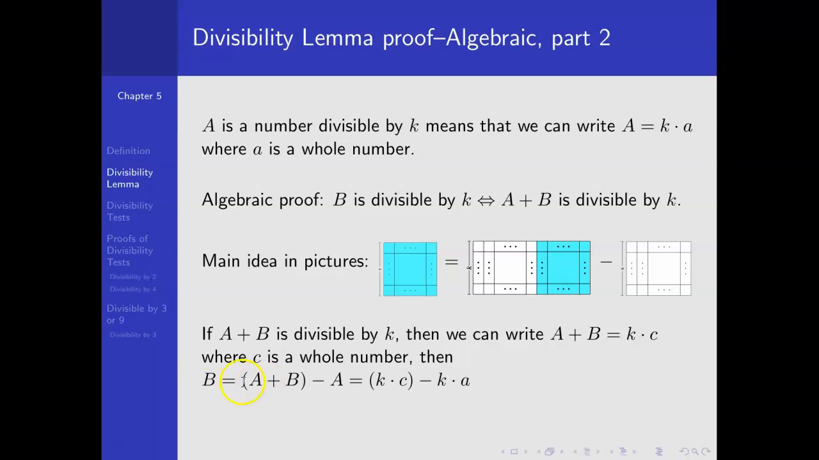So then, to get b by itself, we start with the whole thing. We subtract off a. So we have k times c minus k times little a. We pull the k out, and we're left with k times the quantity c minus a. So capital B is divisible by k, since c minus a is a whole number. So we know that b is a multiple of k because it's k times a whole number.